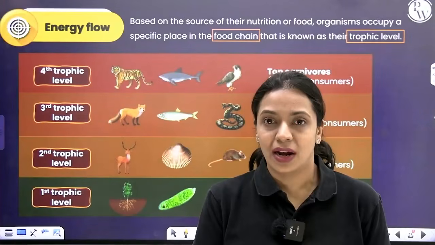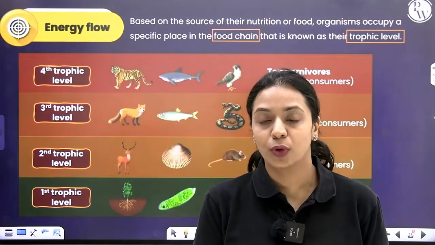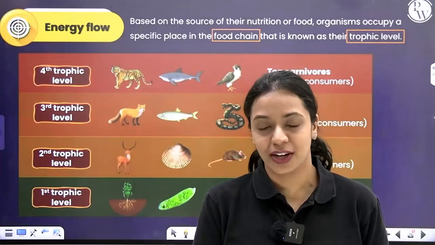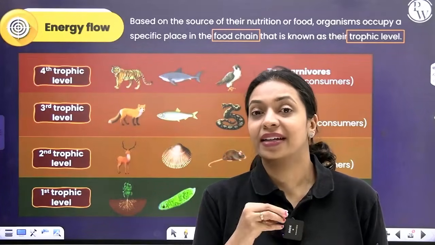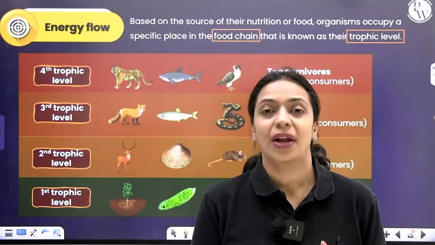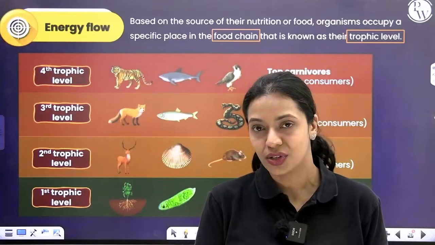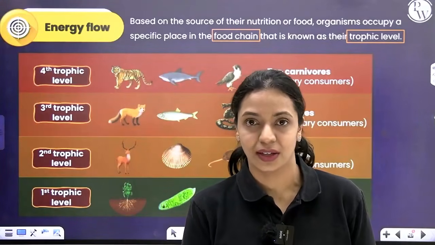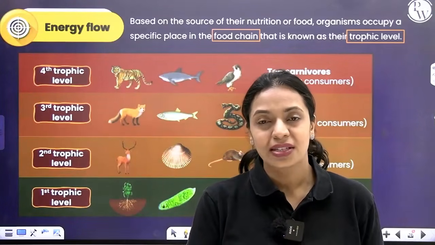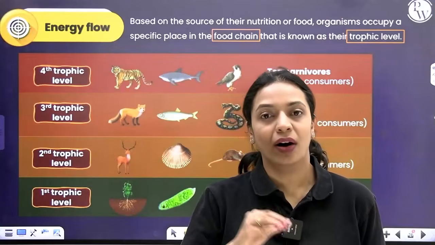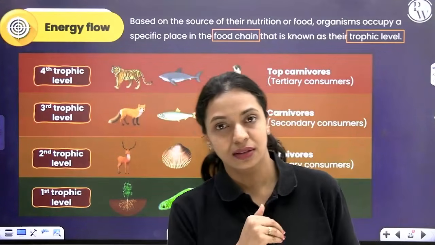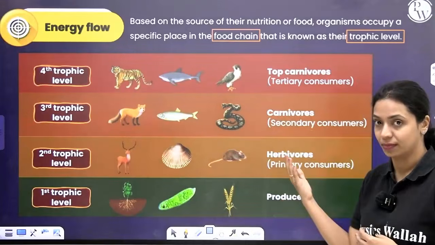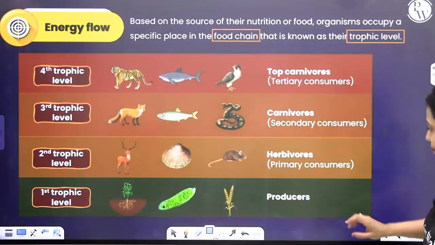All of the plants that are capable of synthesizing their own food, all the producers, always by convention will belong to the first trophic level. Animals that are directly dependent on plants, which are primary consumers or herbivores, will belong to the second trophic level. Organisms or animals that are indirectly dependent on plants, the carnivores, belong to the third trophic level, and so on. It depends on the food chain.